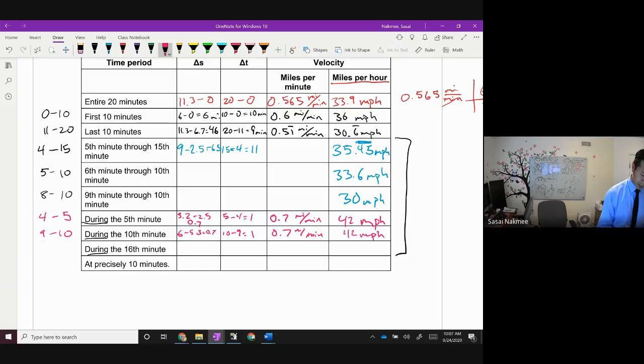And then we could do the same thing for the 16th minute, right? The 16th minute is going to be 15 to 16, and let's see how fast he was traveling from the 15th minute to the 16th minute. Let's see here, that's going to be 5.3 minus 5.0, which is going to be 0.3. And this, of course, is equal to 1 minute again. And this is going to be 0.3 miles per minute.